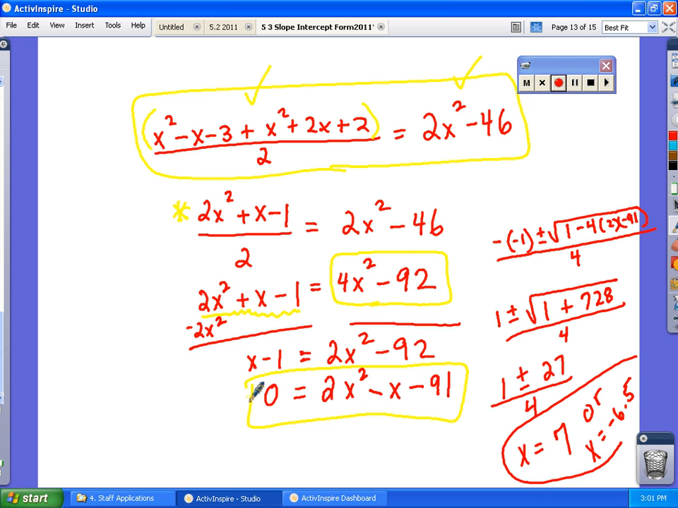And the last thing I did was I put it into the quadratic formula. This would be the initial formula. And I simplified negative 4 times 2 times negative 91. I got positive, so plus 728. And minus a negative 1 would be positive 1. And then I just simplified it down. I got my two answers, x equals 7 or x equals negative 6.5, and the only one that works in this problem is x equals 7.